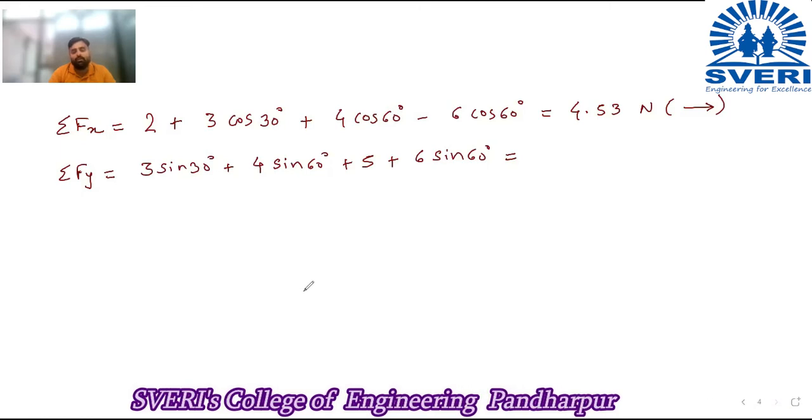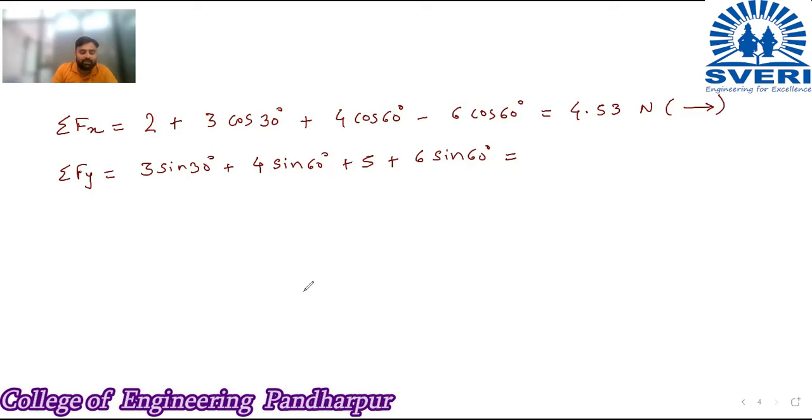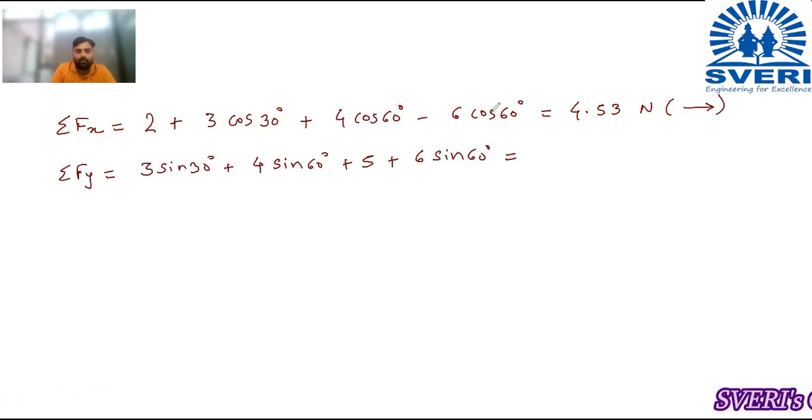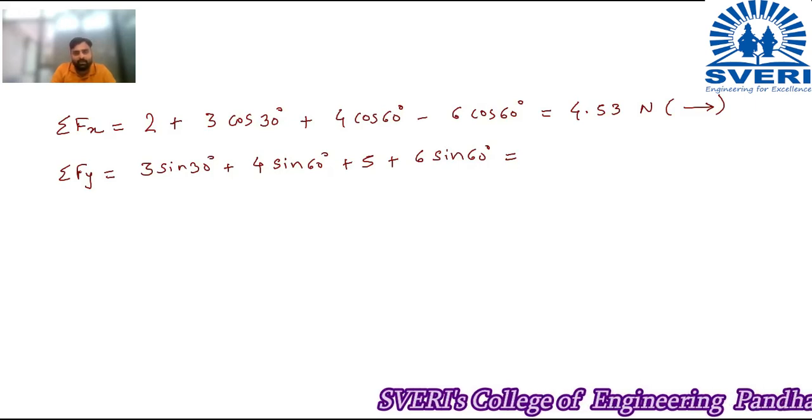Fast calculation. What is the answer? 1.66. Summation Fy is 1.66. Now somebody has given me the answer 15.16.